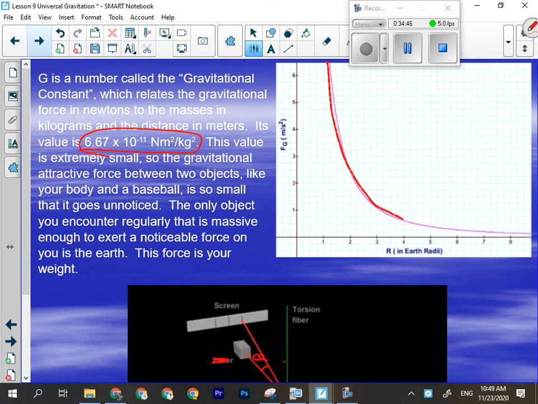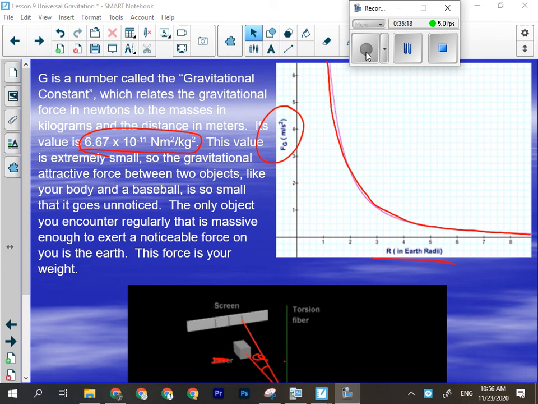between radius or separation distance and the force of gravity. So we've got force of gravity here on the y-axis, and separation distance on the x. You can see that as x gets bigger, the force of gravity gets exponentially smaller. So doubling the distance gives 1/4, tripling the distance gives 1/9, and so on and so on. All right, so let's have a look at this video.